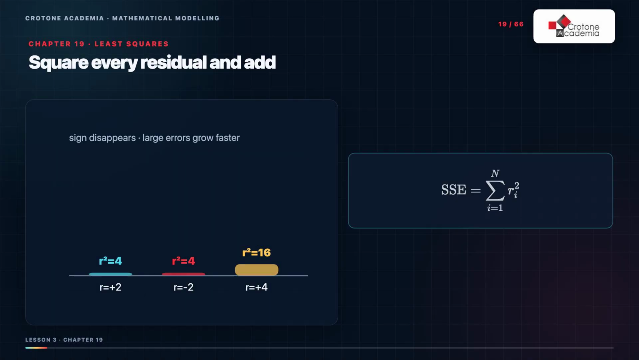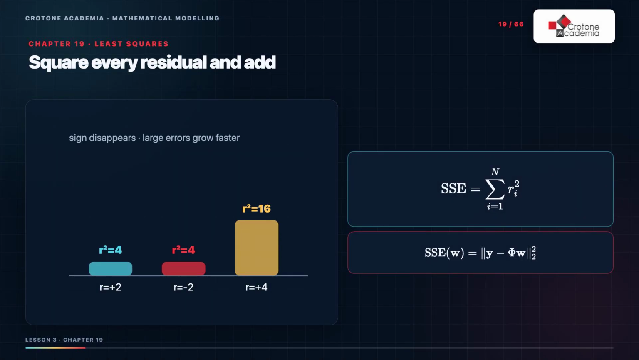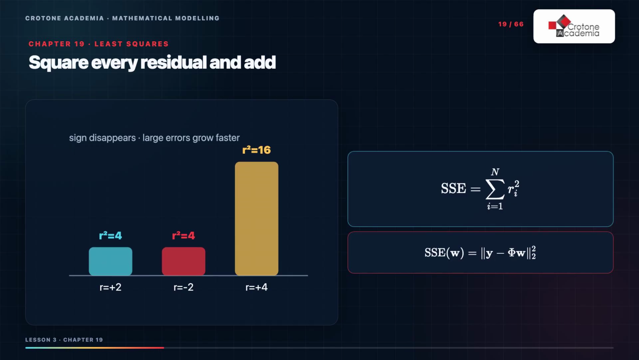Least squares measures residual size by squaring every component and adding. The sum of squared errors is r1 squared through rn squared. In vector notation, this is the squared Euclidean length of y minus phi w. The entire dataset is now summarized by one non-negative scalar objective. A perfect fit gives 0. Otherwise, smaller values mean the prediction vector is closer to the observation vector under Euclidean distance.